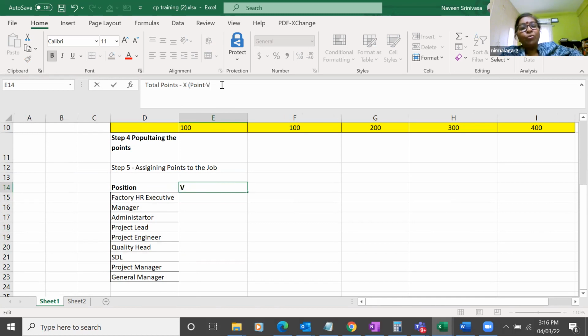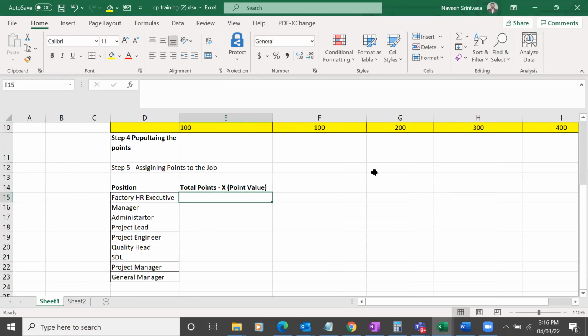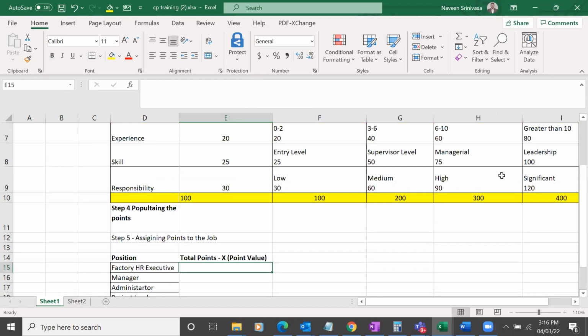Now you have to calculate the points and then write them there.